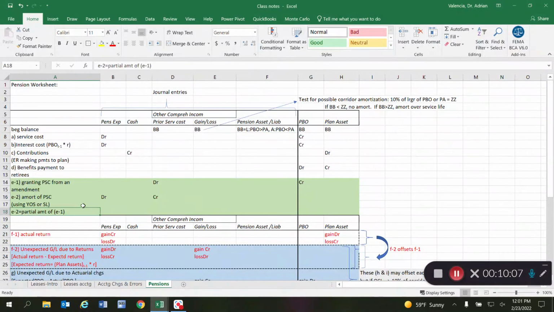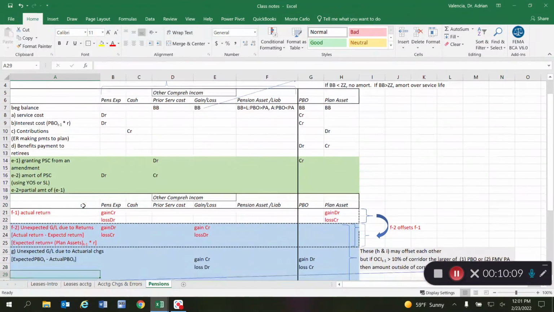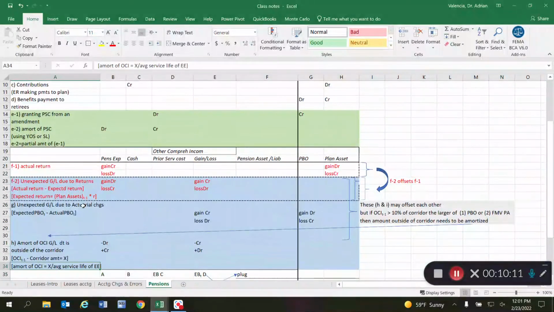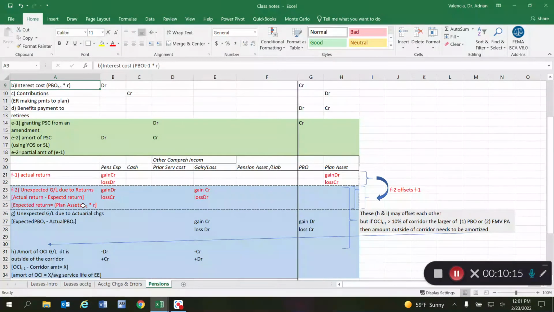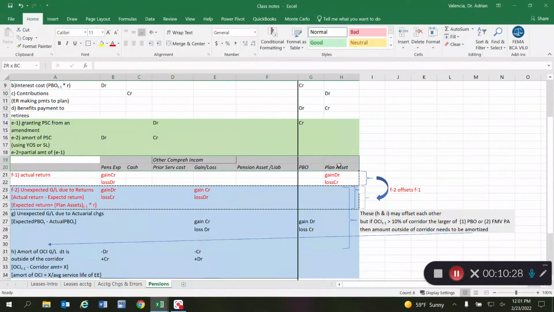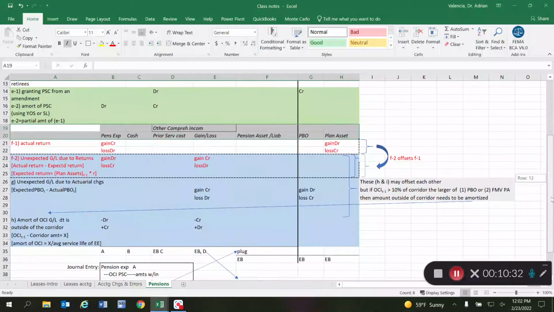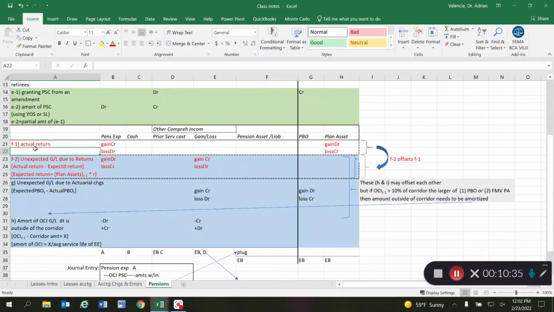So that's those two items that sometimes are a little confusing. The next one can be quite confusing as well. Okay? So part of what we do in the pension is we track what's going on with, by the way, I just repeated the titles here just for ease of visualization here.